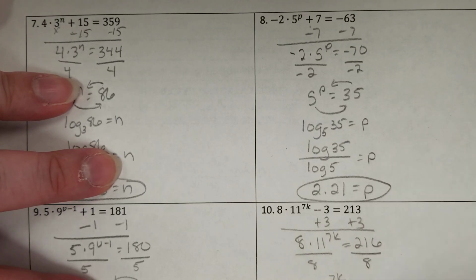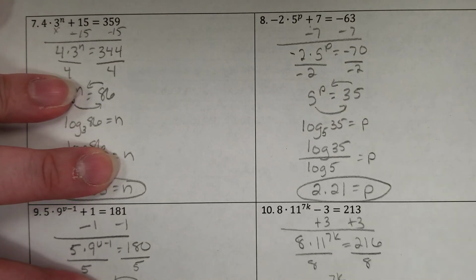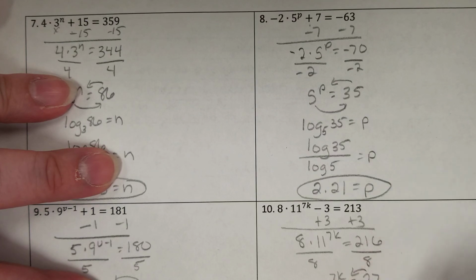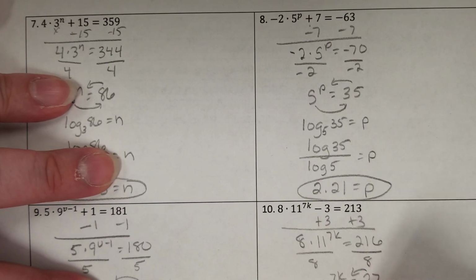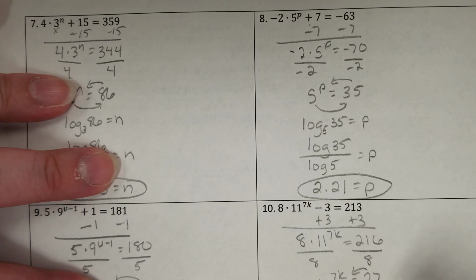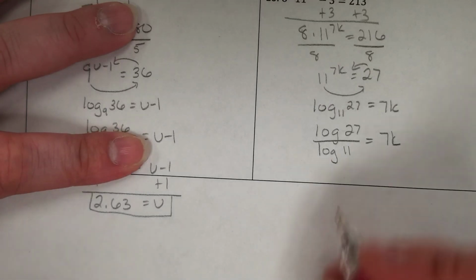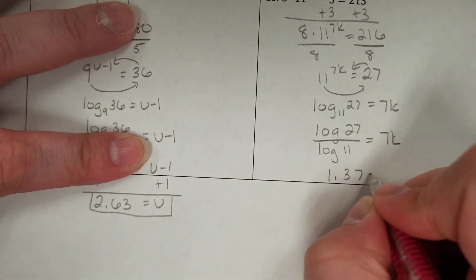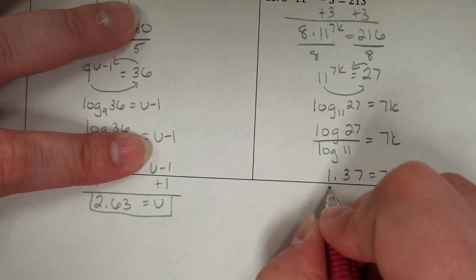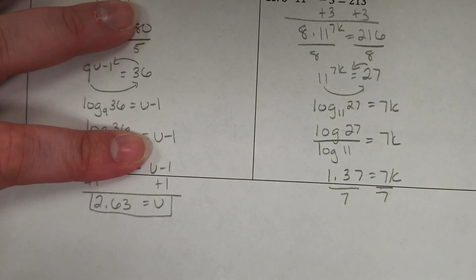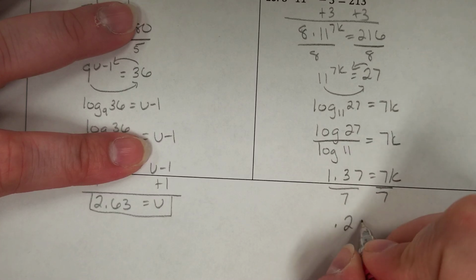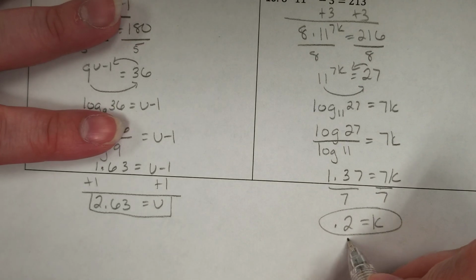So 11 to the 7k equals 27. And then put this in log form. So log base 11 of 27 equals 7k. Use change of base, so log of 27 divided by log of 11 equals 7k. So it looks like that. So we have 1.37 equals 7k. Now divide by 7 on both sides. So we have 0.2 equals k. So this is 0.1957, so just round that up to 0.2.